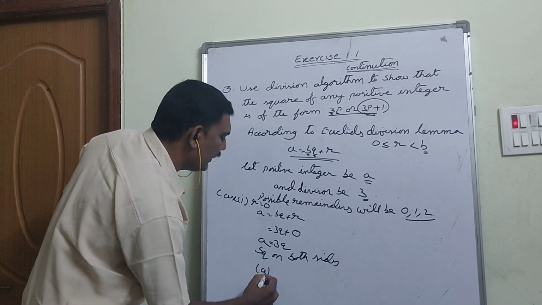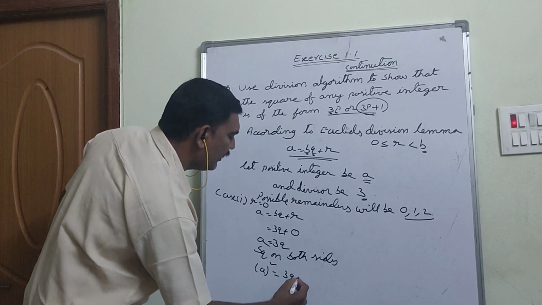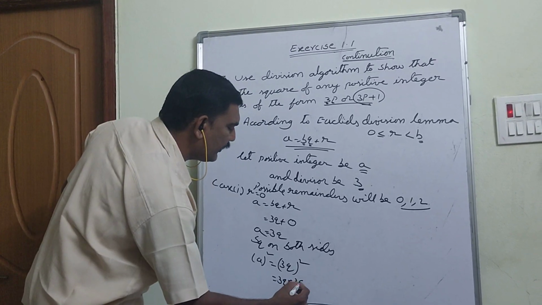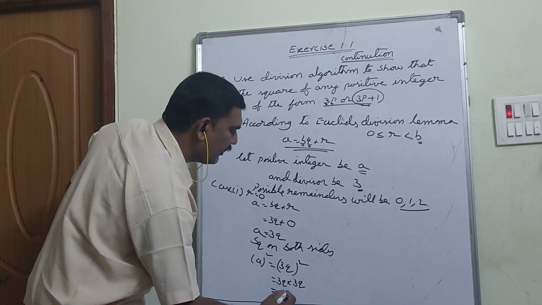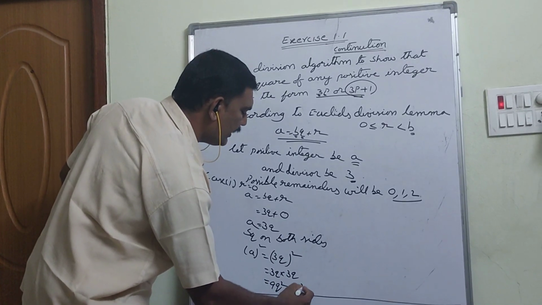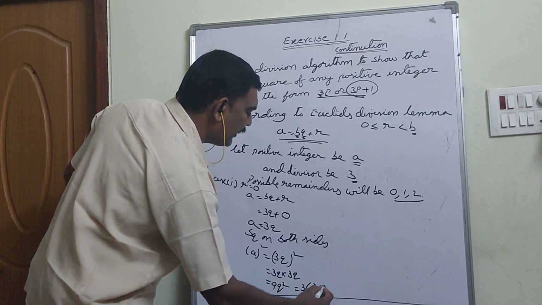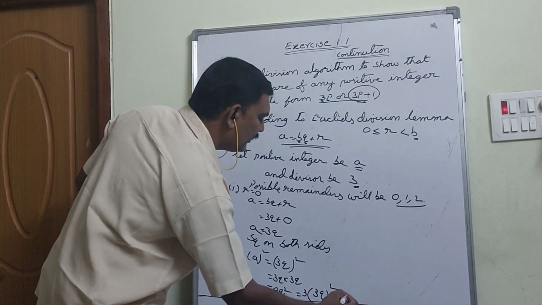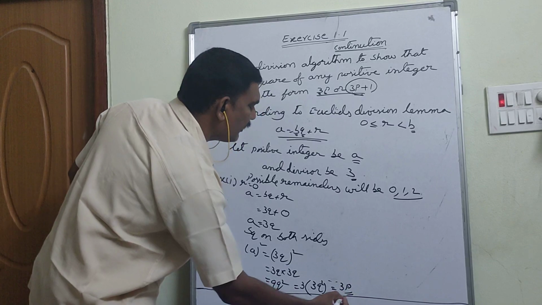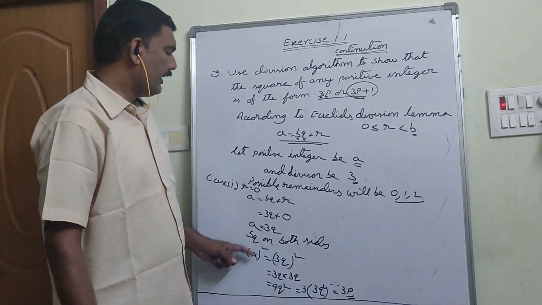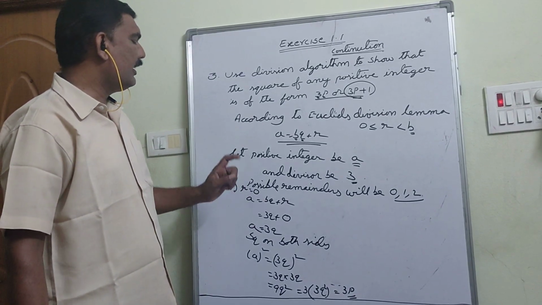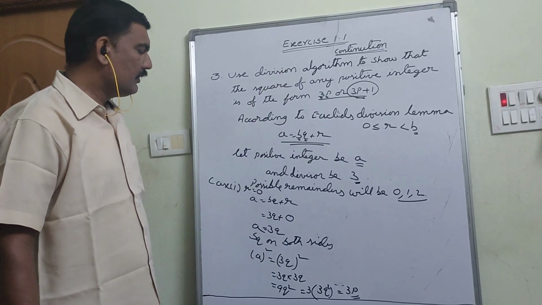What happens when you do squaring on both sides means it becomes a square and 3q whole square. 3q whole square is nothing but 3q into 3q. Its answer is 9q square. 9q square can be written as 3 into 3q square. You are assuming 3q square as p. So it is of the form 3p. So a square you got, it is in the form of 3p in case 1 when r is equal to 0. Copy this one and we will continue.